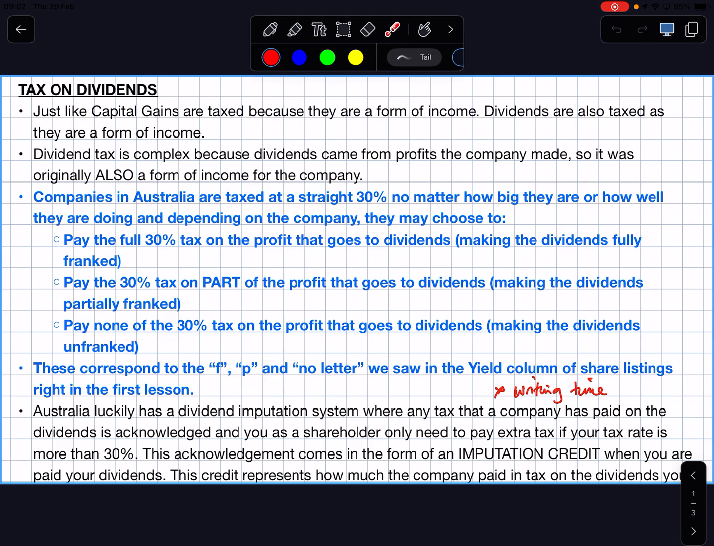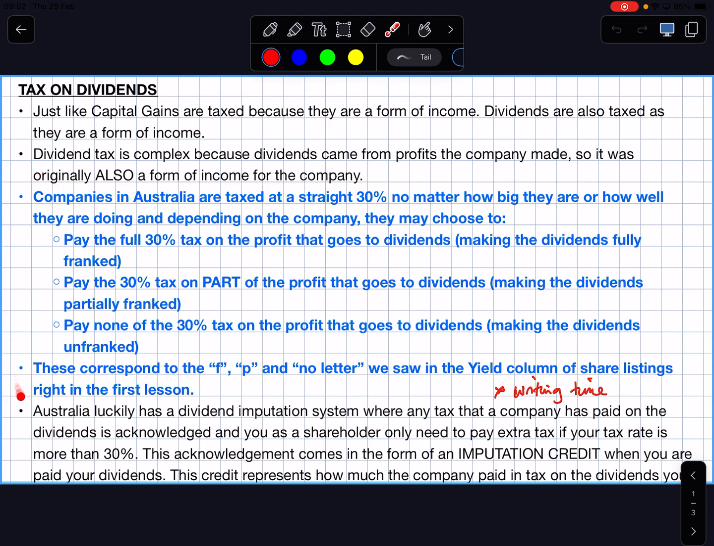Or the company could be a dog and pay none of the 30% tax on the profit, meaning who would have to pay the tax? The company or you? You. The company made a profit. They didn't pay any tax on it, but they shared that profit with you. So who's going to pay the tax? You are, okay? That's why it's a dog move for the company to do the last one, and that would be the no letter. So these three things correspond to the F, P, and no letter that we saw in the yield column of share listings in the first lesson.